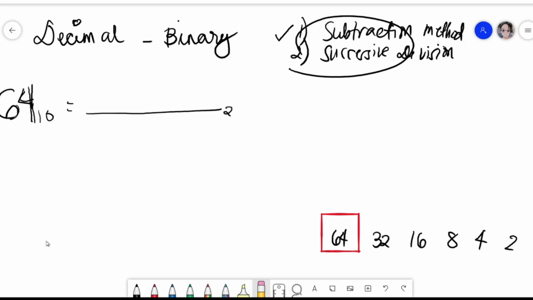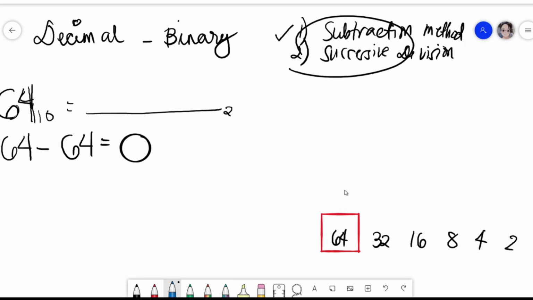Okay. What we will do is just subtract 64 from our value. So 64 minus 64 is 0. Okay? So the answer is 0. Now what we will do is write it into binary form.